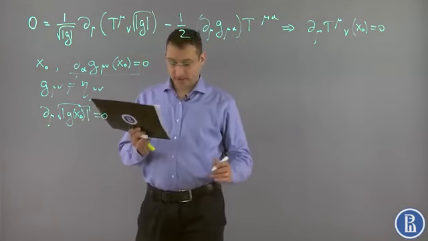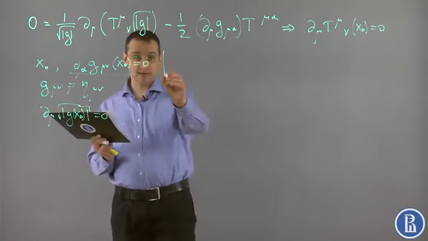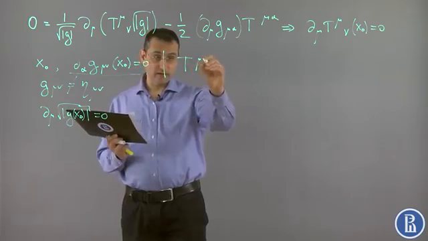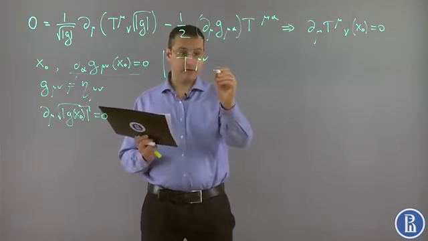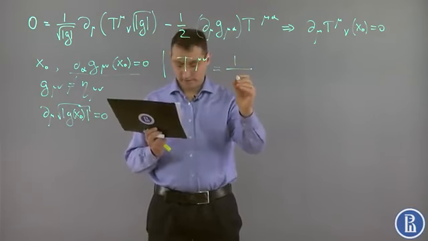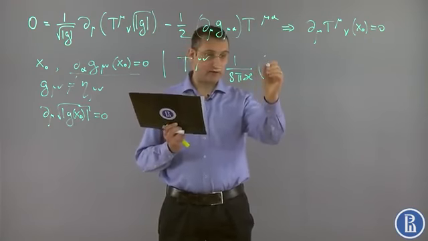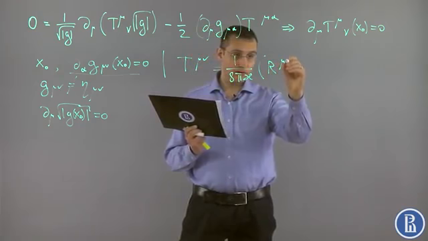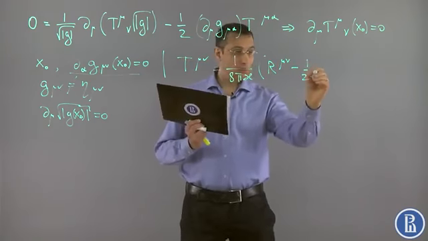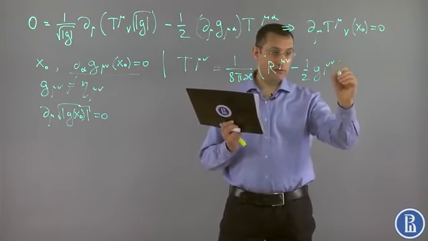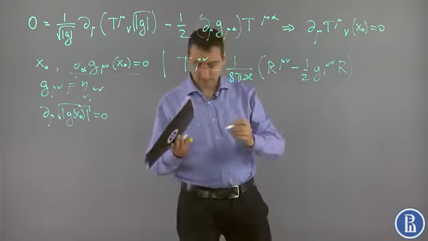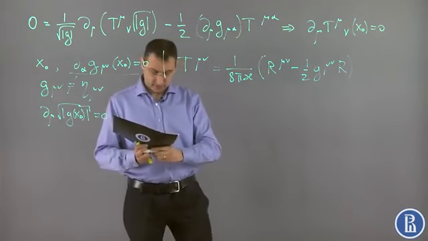So let us use Einstein equation to express energy momentum tensor through the Riemann, through the Ricci tensor. So from Einstein equations, we have this relation. G_μν, R.